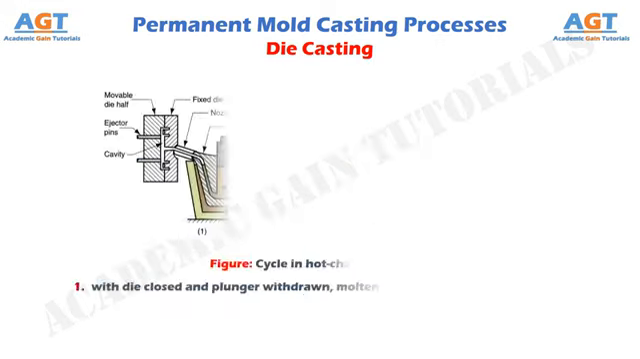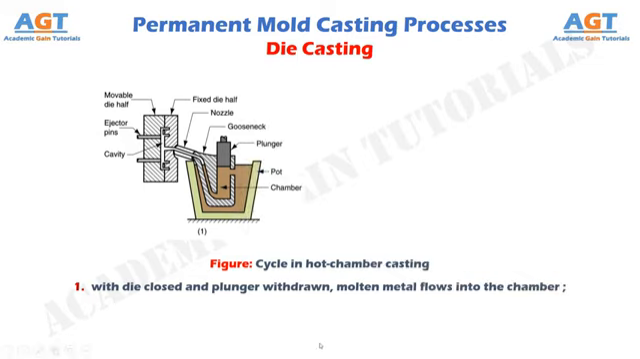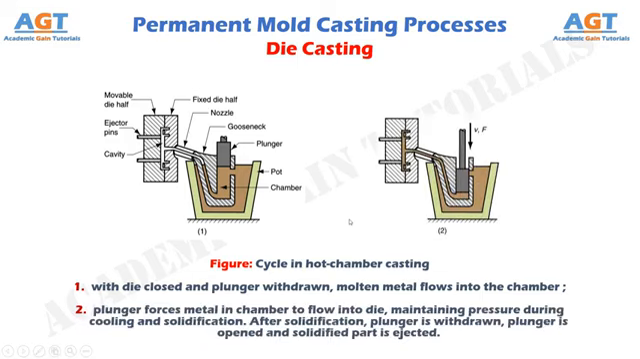The figure 1 shows the first step in hot chamber die casting, where with die closed and plunger withdrawn, molten metal flows into the chamber. The figure 2 shows the second step in hot chamber die casting, where the plunger forces metal in chamber to flow into die, maintaining pressure during cooling and solidification. After solidification, plunger is withdrawn, die is opened and solidified part is ejected.